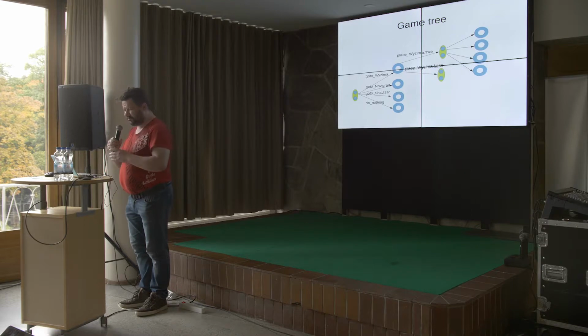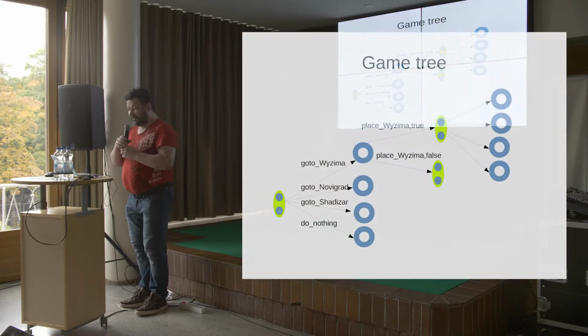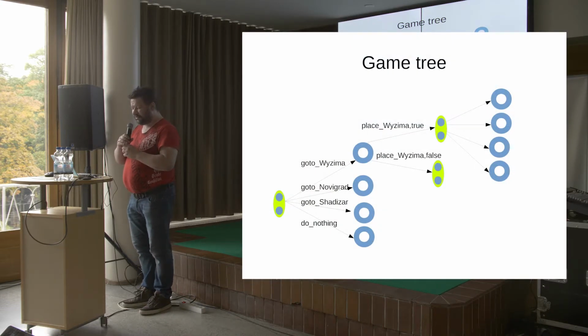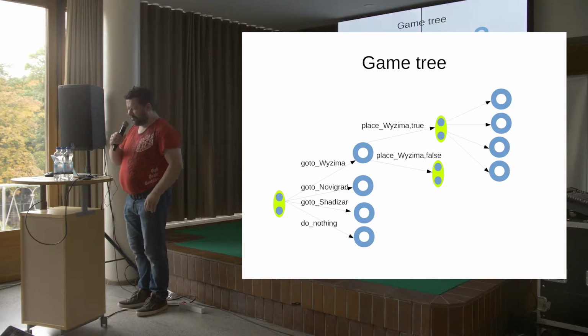Now I will talk about the game tree. It is somewhat similar, as I told you, to Minimax, but in Minimax we have an opponent, and here we don't have an opponent. Second, in Minimax, the consequences of our actions are deterministic. I think it is like that in chess, for example, or in checkers.